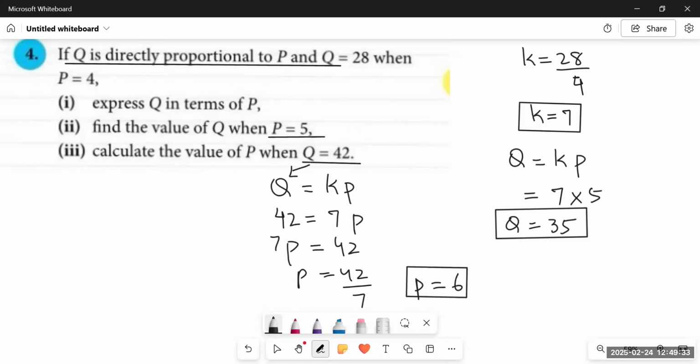So it's very simple. All you need to do is a lot of practice for these types of questions.